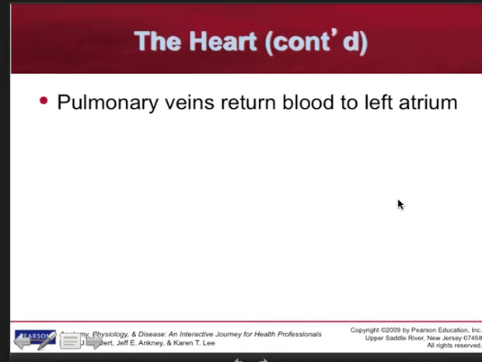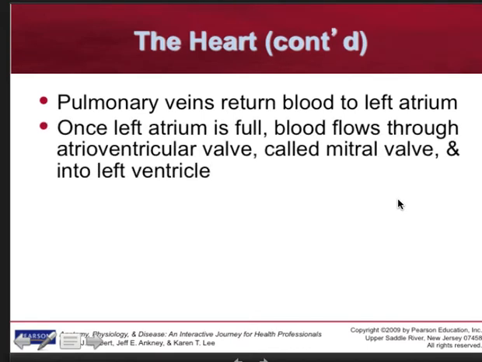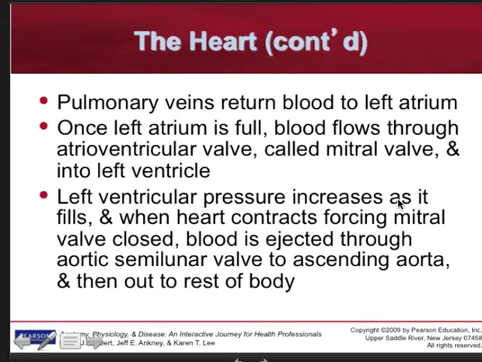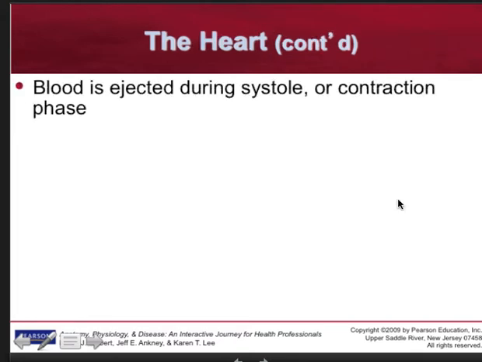The pulmonary veins return blood to the left atrium, and once the left atrium is full, blood flows through the AV valve, also known as the mitral valve, and then into the left ventricle, which then increases in pressure as it squeezes on the blood that it contains. Eventually, the force builds to the point where it can force the blood through the aortic semilunar valve and at the same time cause the bicuspid valve to shut, and this is what propels the blood to the rest of the body.